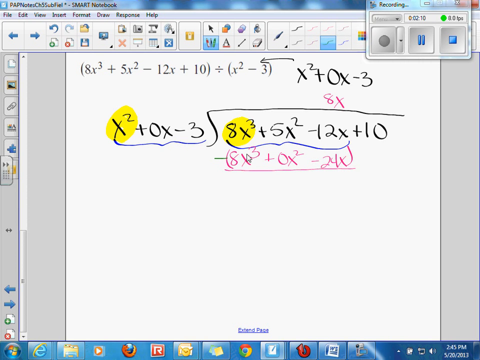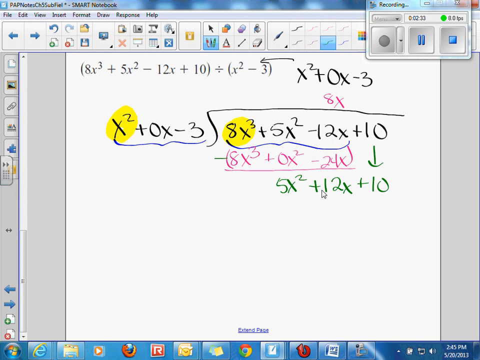So 8x cubed minus 8x cubed is 0. 5x squared minus 0x squared is 5x squared. Negative 12x minus a negative 24x. So minus and minus is going to be adding. Negative 12x plus 24x is plus 12x. Then you bring down this positive 10 on the end.